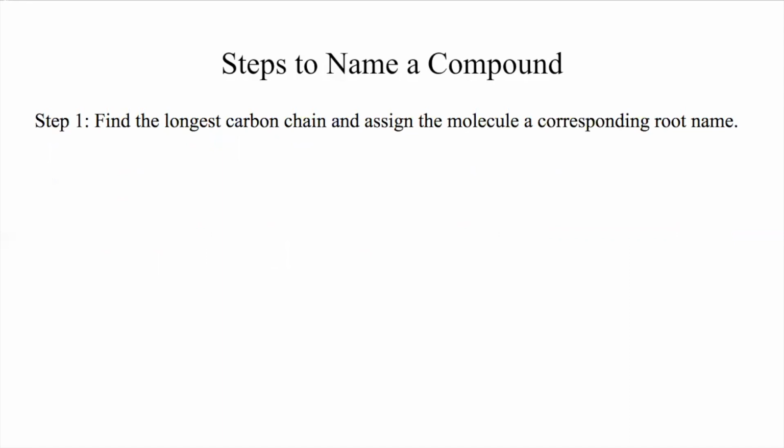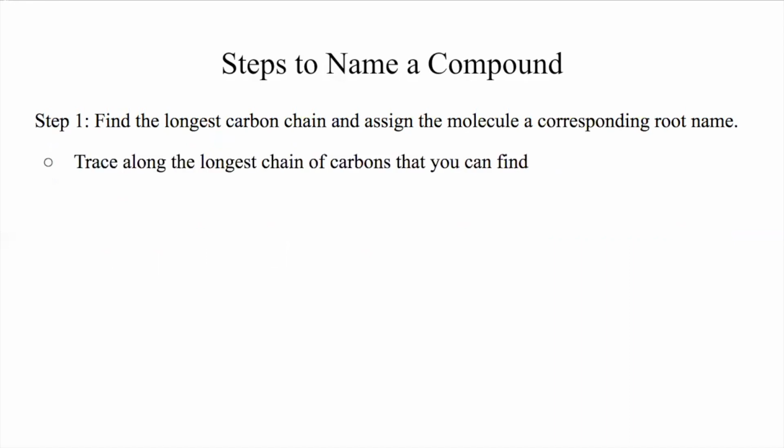Step 1. Find the longest carbon chain and assign the molecule a corresponding root name. Go through the molecule and trace along the longest chain of carbon atoms that you can find. Make sure to take your time with this step. There can sometimes be a lot of side chains, and the longest carbon chain isn't always the most obvious. Go back and double check if you're not sure that you found the longest chain.